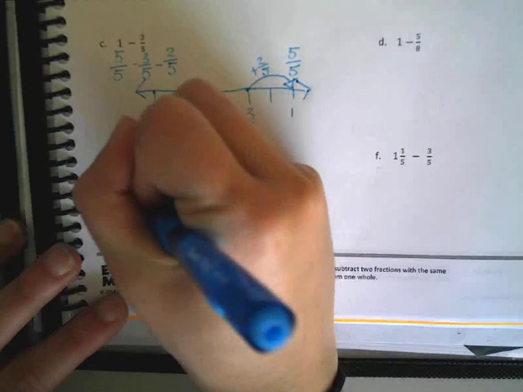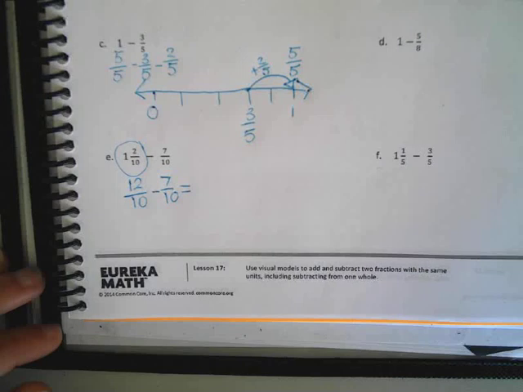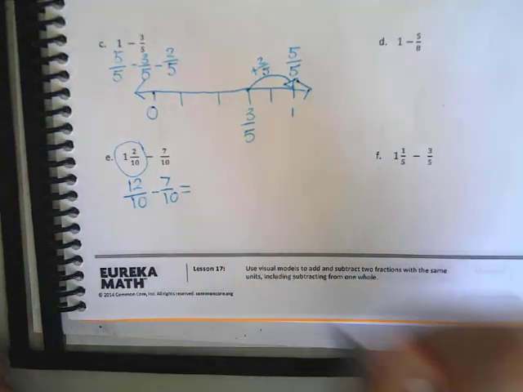Do you guys agree with him? Yeah, me too. And then subtract 7/10. Noah, what's the answer to that? 12/10 take away 7/10. 5/10. You got it.